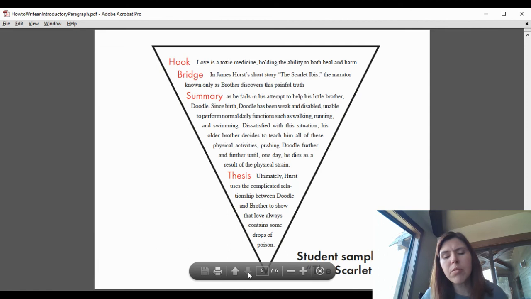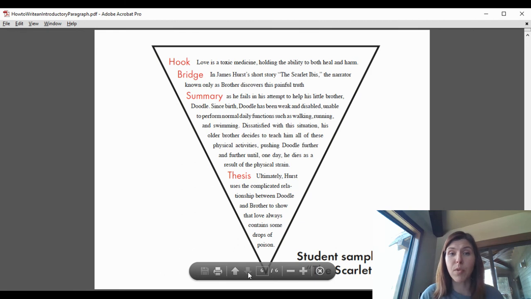If you were writing a literary analysis essay, this is a great example of an introductory paragraph for The Scarlet Ibis, which you've all read in literature class. So our hook. Love is a toxic medicine, holding the ability to both heal and harm. It's a metaphor, guys. And then our bridge connects our hook to our summary. In James Hurst's short story, The Scarlet Ibis, the narrator, known only as Brother, discovers this painful truth.